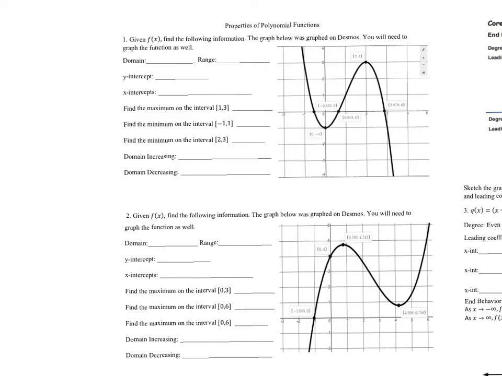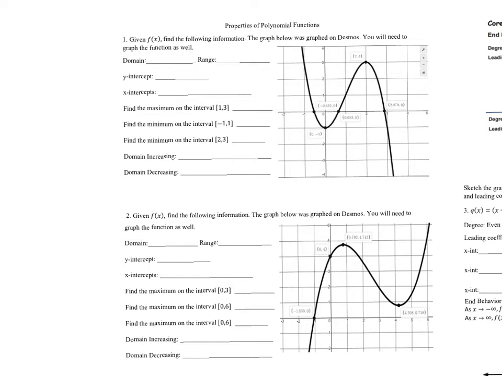Now, for this first one, it says given f of x, find the following information. This graph was graphed on Desmos, and you will need the function. You don't need to graph this function. It's not really all that important. The idea is being able to look at this function and get all the information out of it. So let's just go ahead and do that.